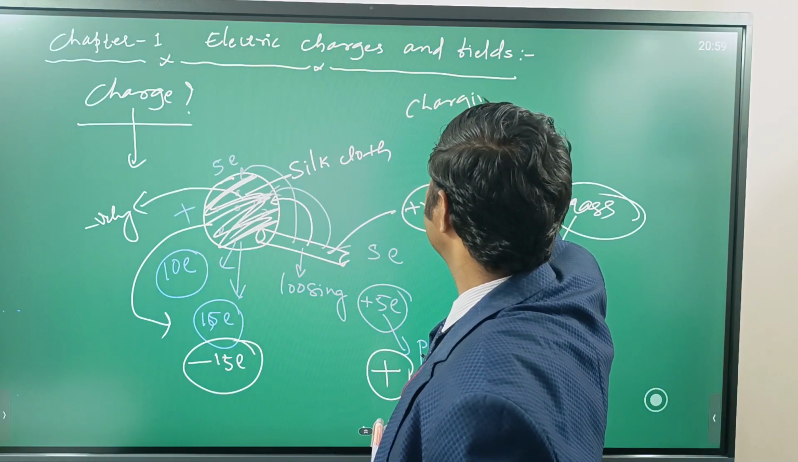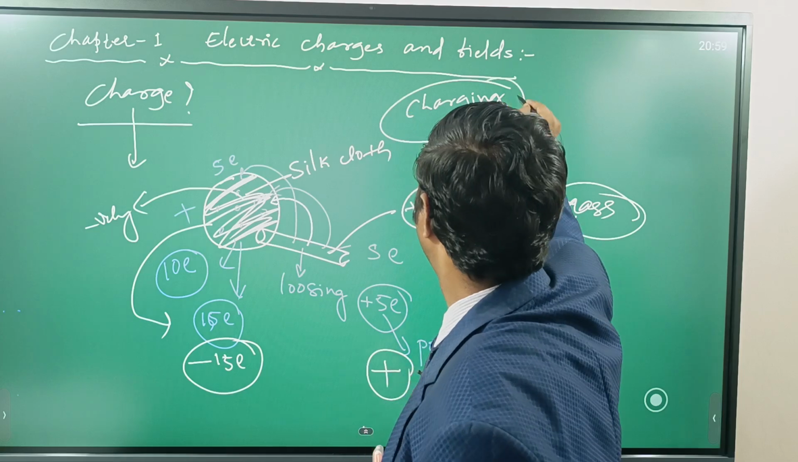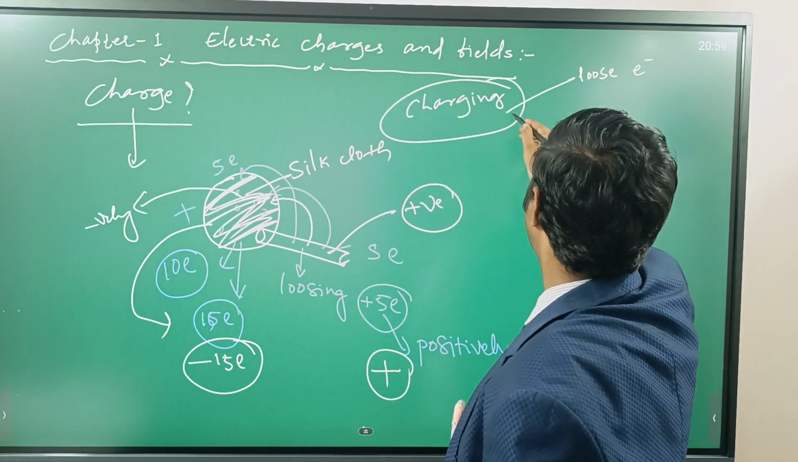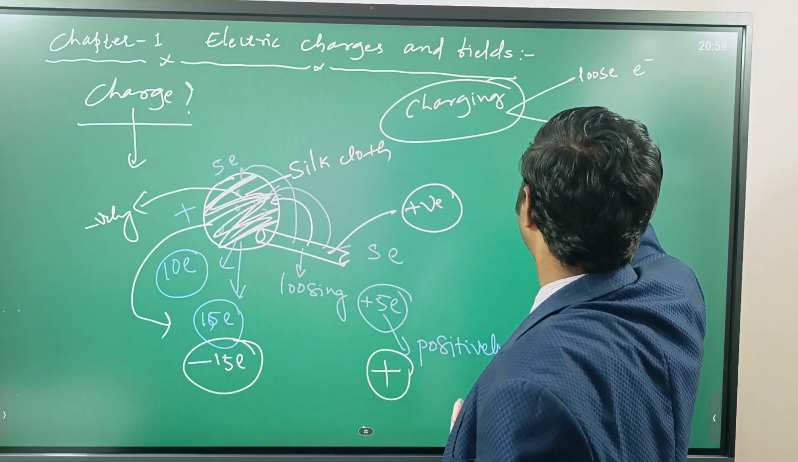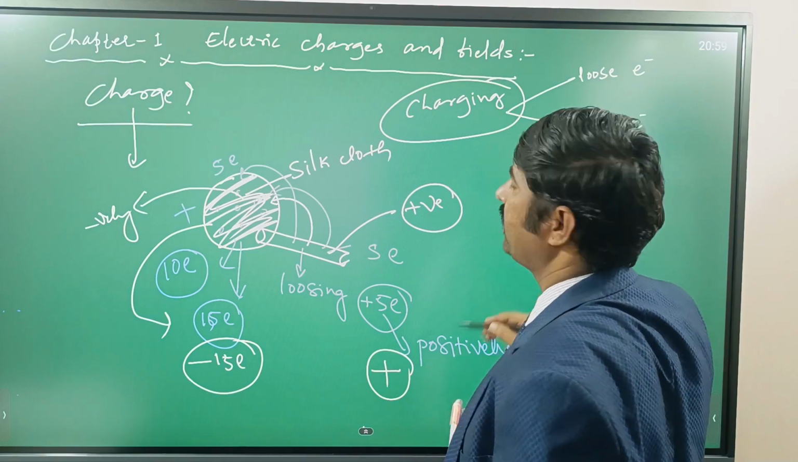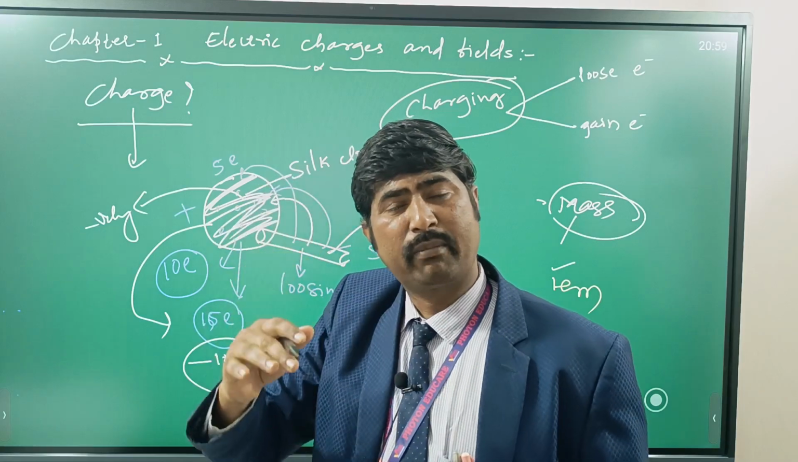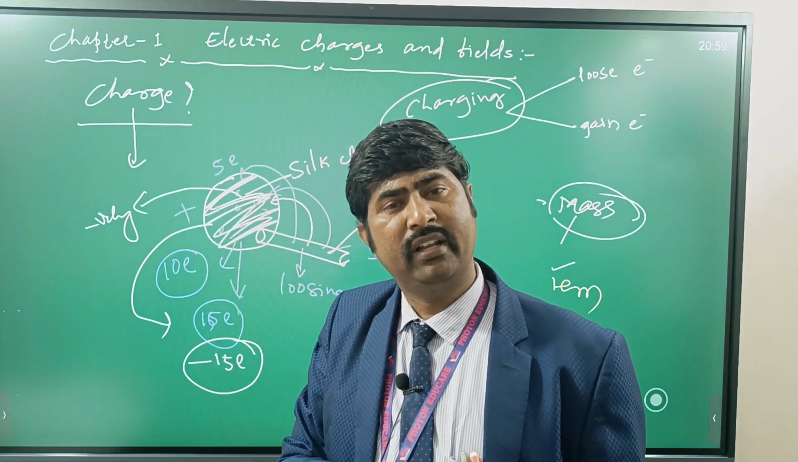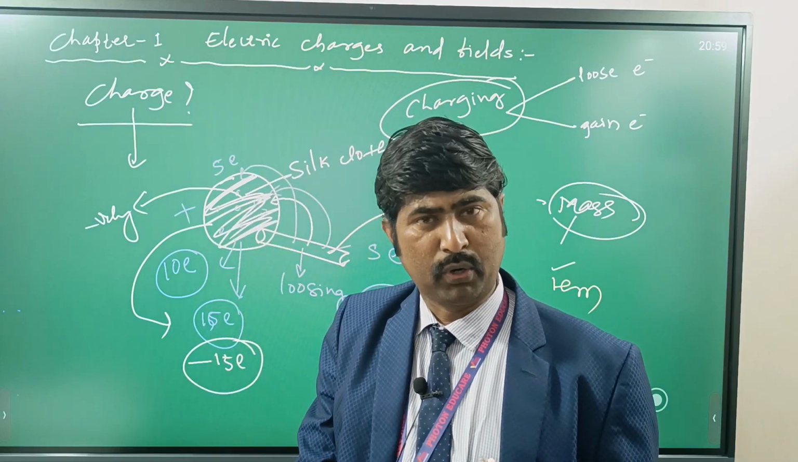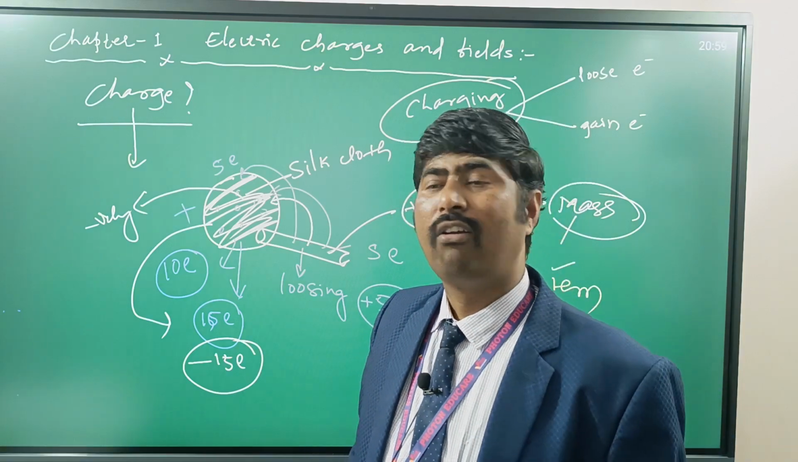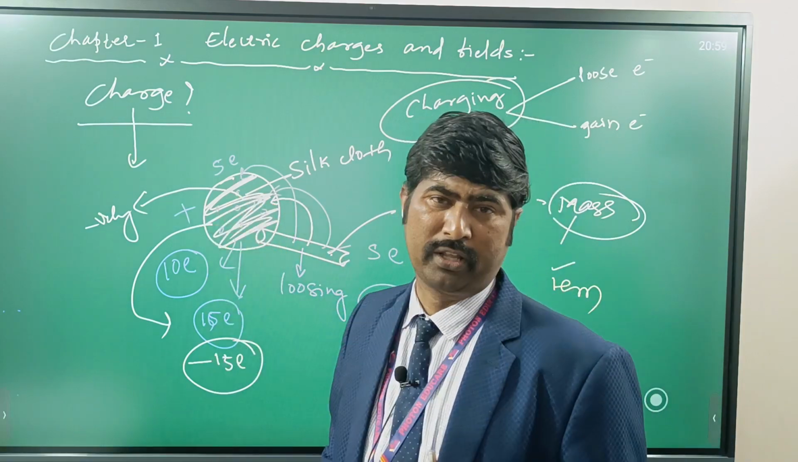What is the charging process? Charging is nothing but either losing the electron or gaining the electron. This process we call charging of a body. A body can be charged either by taking electrons into it or giving electrons to another body. Clear? So that means charges are transferred from one body to another body.